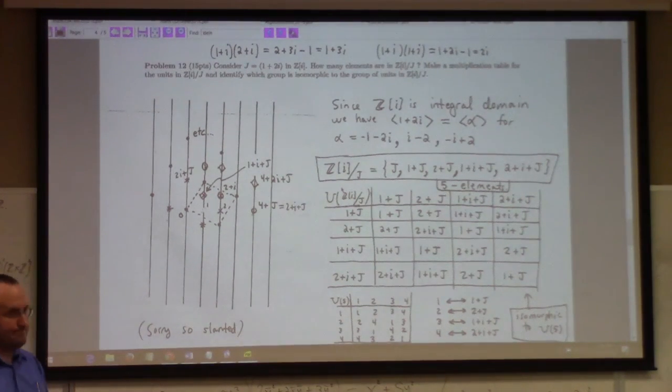In fact, it's U5. And you can see the isomorphism if you look at those two tables. Or you could say plus or minus 1, plus or minus i. That's another group which it's isomorphic to, which is kind of a more natural choice.